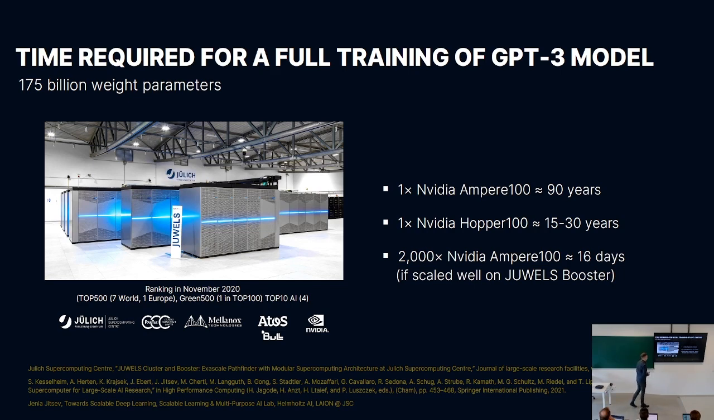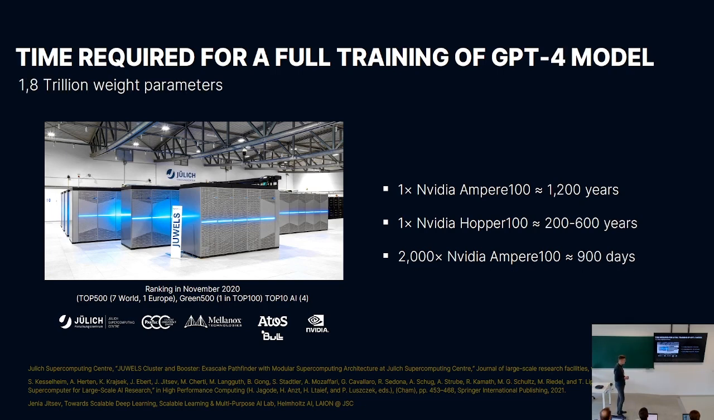But the point is that we don't want to use a single GPU, we want to use as many GPUs as possible. We have estimated that if we train this on our Jülich booster, our current fastest computer in Jülich, you get this down to 16 days by using 2000 GPUs. So these are the numbers we're talking about. Now, if we go to GPT-4, with 1.83 trillion parameters, these numbers are still very high. Even if you use 2000 GPUs, you still have to wait some days.